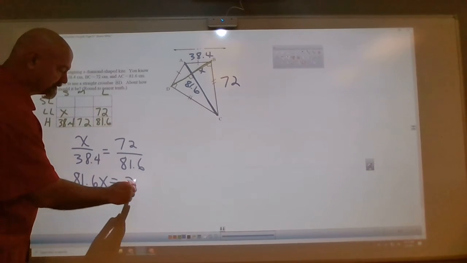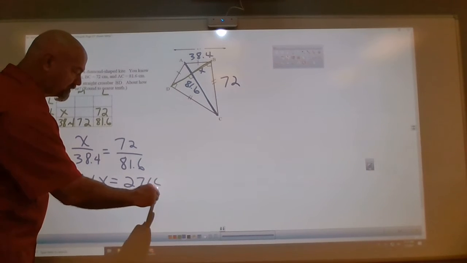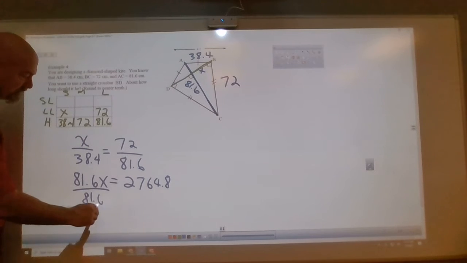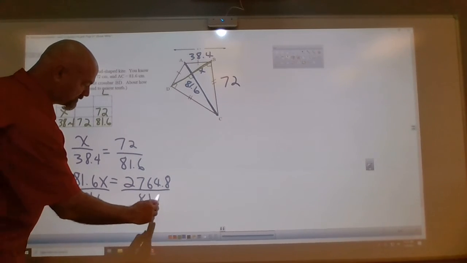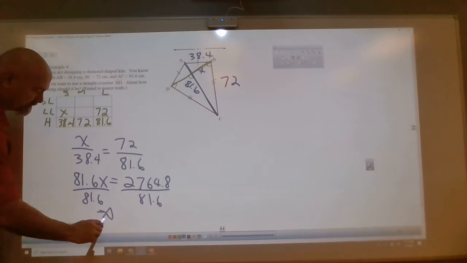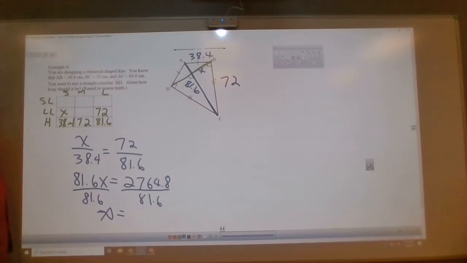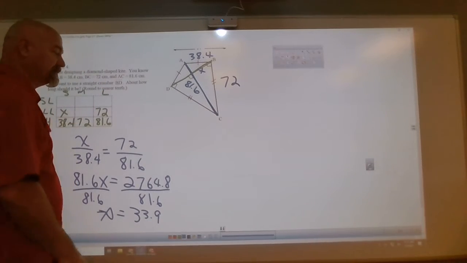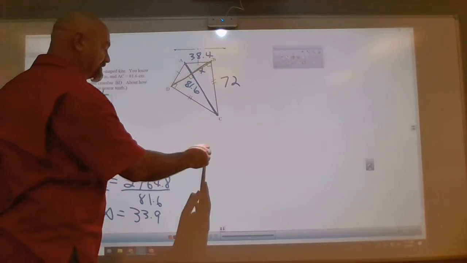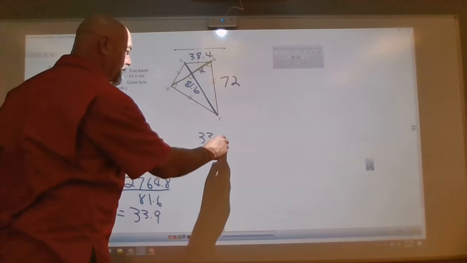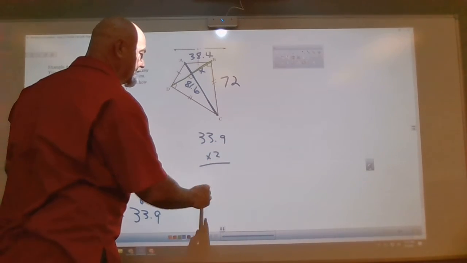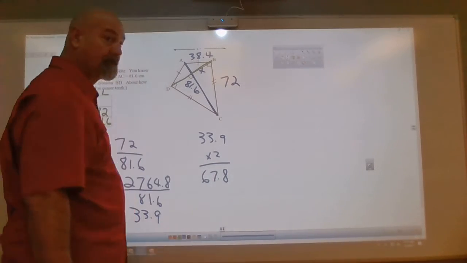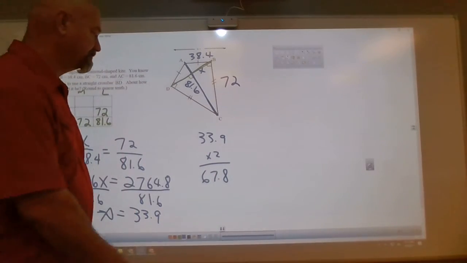2,764.8 divided by 81.6 equals, that one's then 33.9. Yes. And then we want the whole thing, so it's 33.9 times 2 equals 67.8. What are we talking about, centimeters?